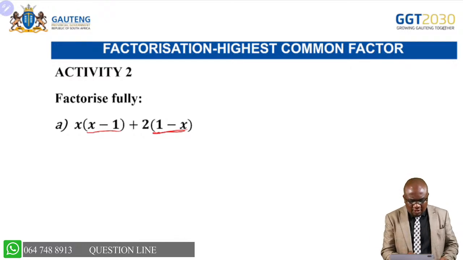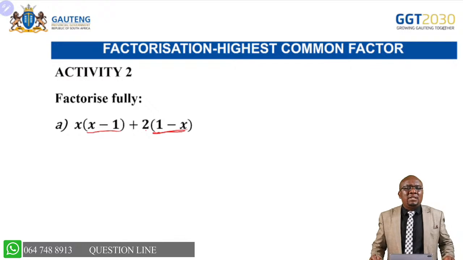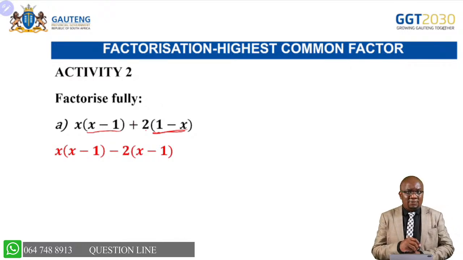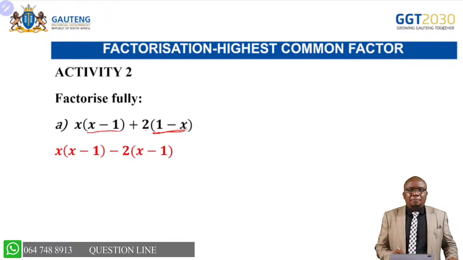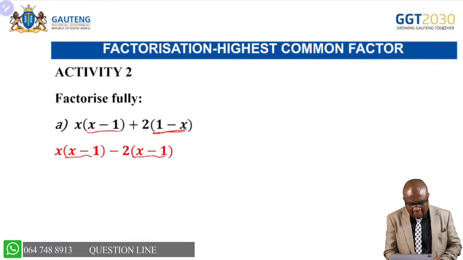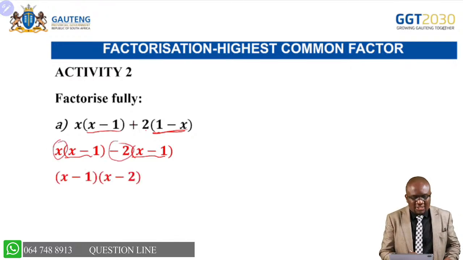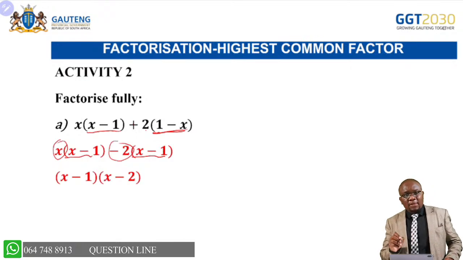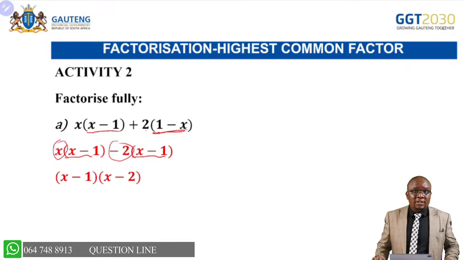And then this minus is going to affect the positive 2 here and make it what? Negative 2. Okay, and then if it was negative here, it was going to change and become what? Positive. Okay, right. Now, the brackets are now the same. Now, we can factor out the common bracket, which is x minus 1. And then these two form the second bracket, which is x minus 2. Remember, I said you can do the long method where you divide each term by the highest common factor, and then you must get that.